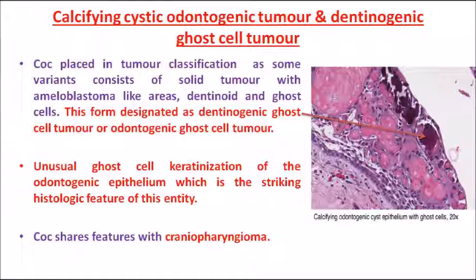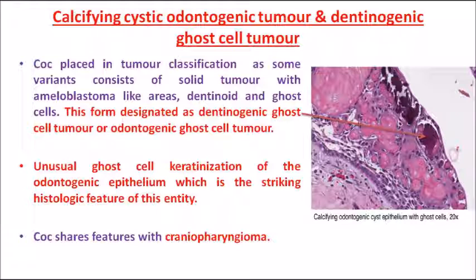Now coming on to the next important tumor. Both of them are variants of the same: calcifying cystic odontogenic tumor and dentinogenic ghost cell tumor. As I told you, calcifying cystic odontogenic tumor and dentinogenic ghost cell tumor are variants of calcifying odontogenic cyst. So COC, calcifying odontogenic cyst, is placed in the tumor classification, as some of the variants consist of solid tumor with ameloblastoma-like areas, dentinoid and ghost cell areas. Because of this reason, this form is designated as dentinogenic ghost cell tumor or odontogenic ghost cell tumor.